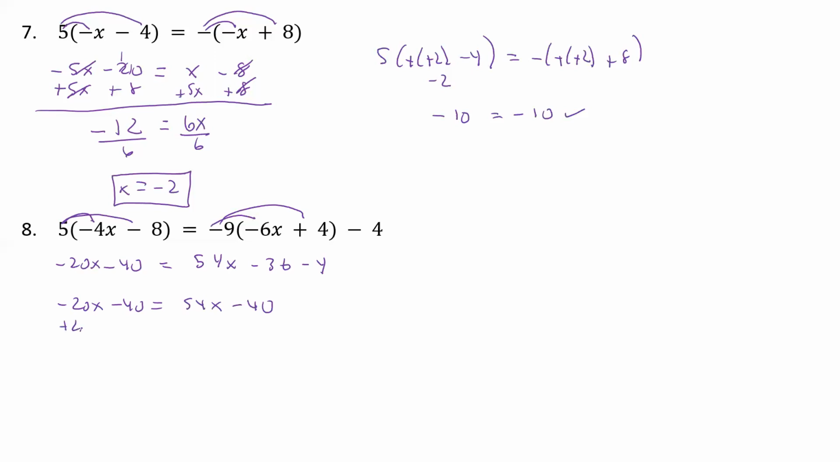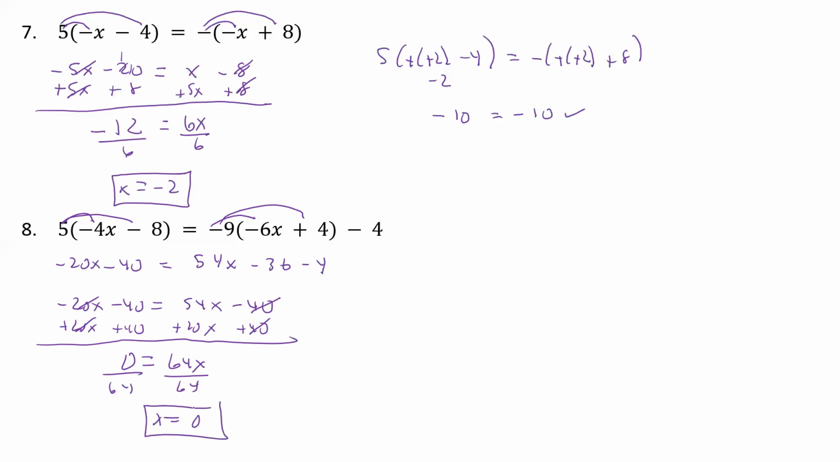Let's take and add 20 to that side and add 20x to that side, and let's add 40 here, and let's add 40 here. So those cancel, those cancel. Well, I guess 40 minus 40 is 0 equals 64x divided by 64. So x equals 0 is the solution we get.